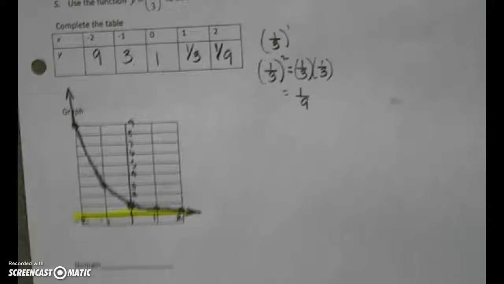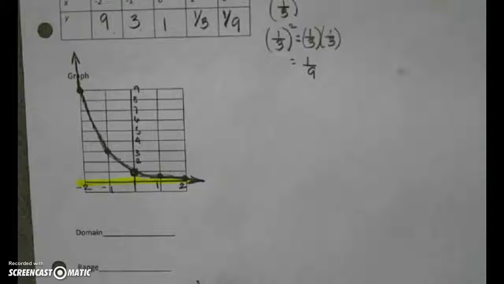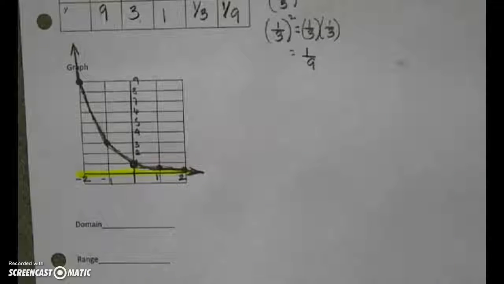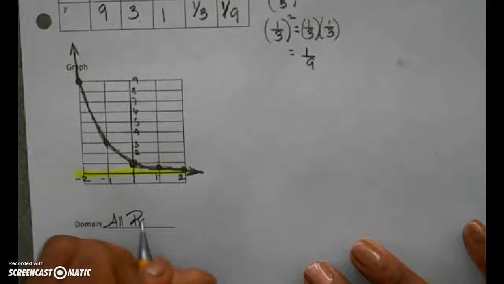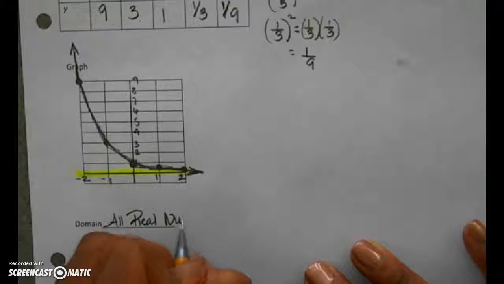Okay, the next thing that they ask me about though is my domain and my range. Domain, remember, is your x value. So looking at it from left to right, there really aren't any gaps in this. It's going to just keep on going forever all the way out to the right, and forever all the way out to the left. So what that means is that my domain is all real numbers.